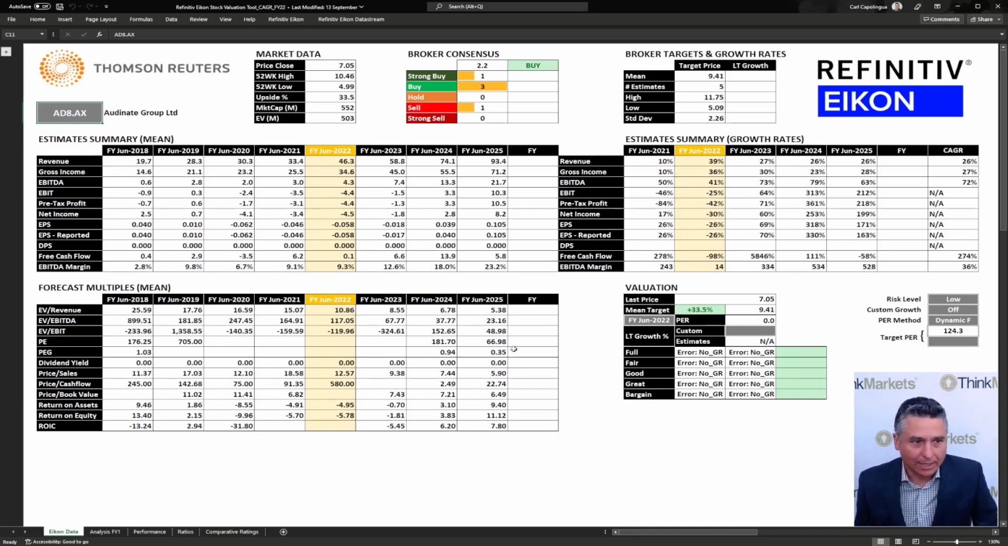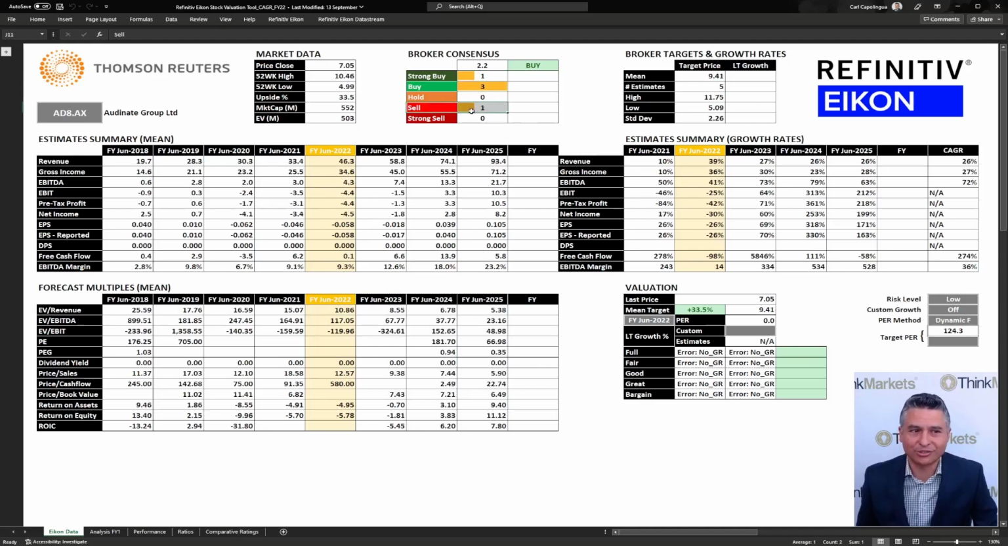Okay, Audinate. We are in Thomson Reuters Refinitiv Icon product here. They obviously provide the historical data, but then they get the consensus data going forward. So estimates from 5 brokers in this case, but it could be 15 if it's something like BHP. And these brokers will provide a rating. So in this case, we've got 1 strong buy, 3 buys, no holds, 1 sell. Interesting, there's a sell in there.